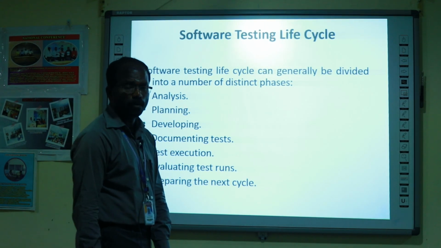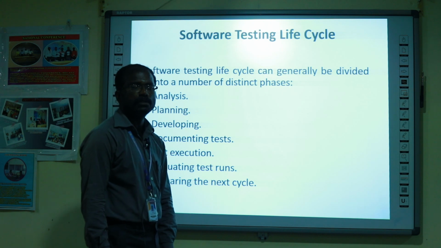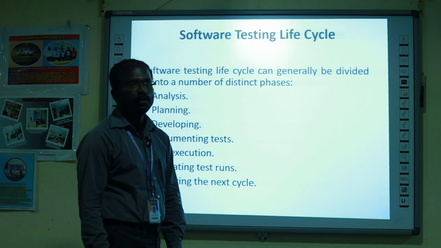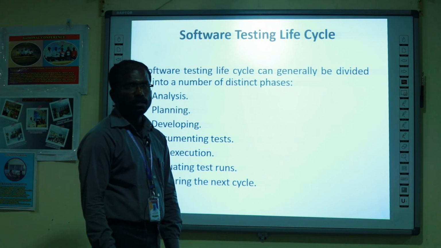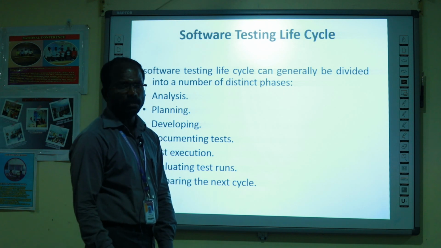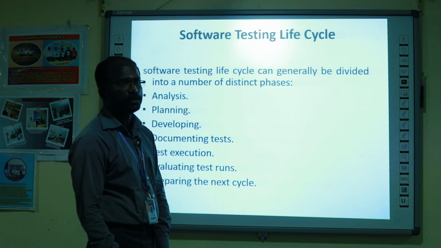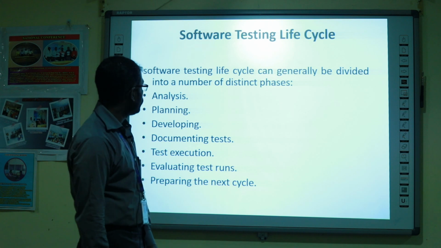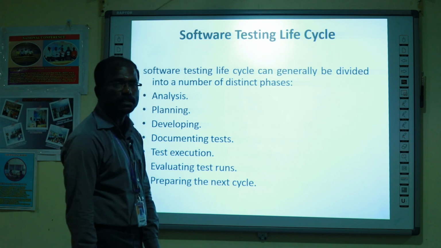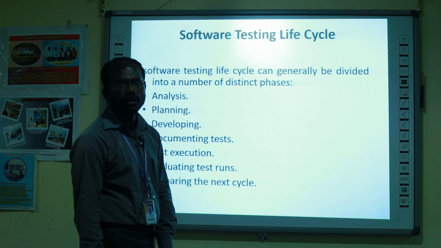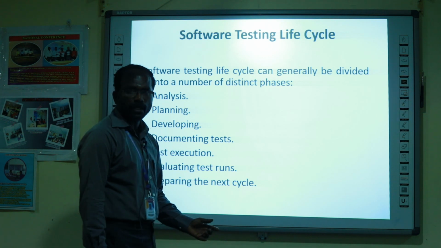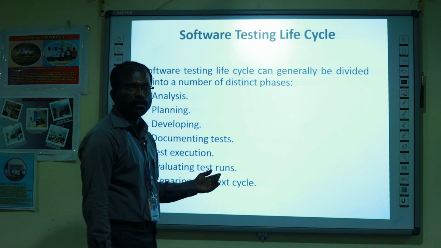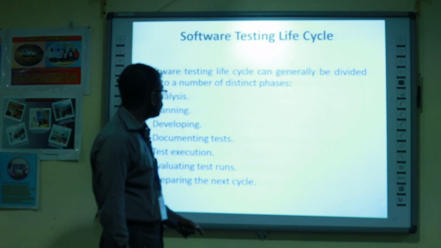Next, we go for the planning phase. In the planning phase, we have to plan how to develop the particular software, what software is needed, what is the front end, what is the back end, and what kind of database is needed. Next one is developing. Developing is nothing but writing the code, the implementation process. In the developing phase, we implement what we planned in the planning phase.